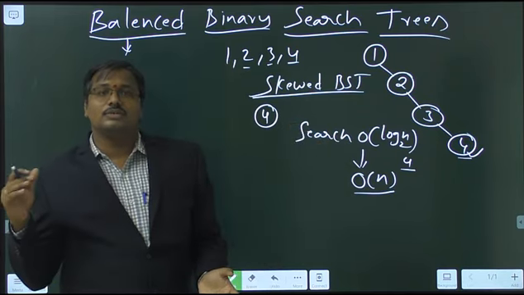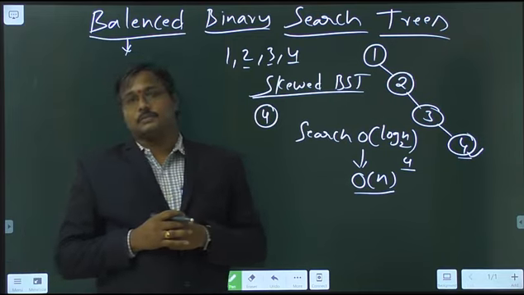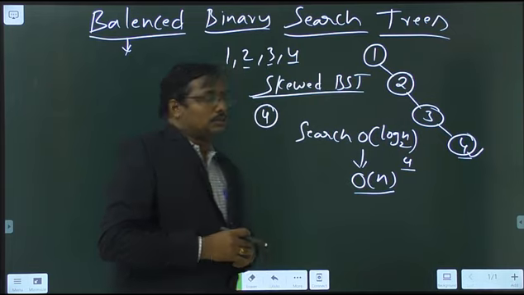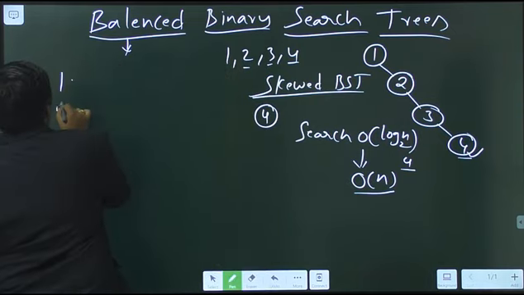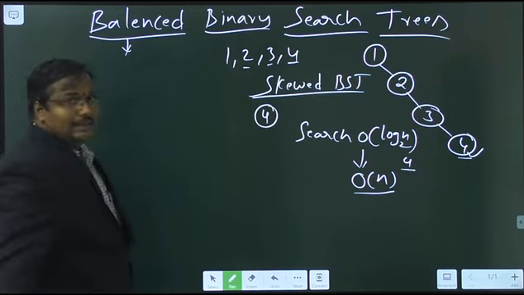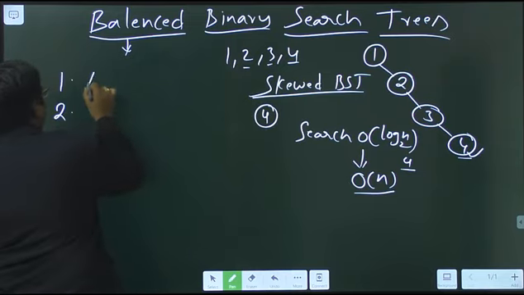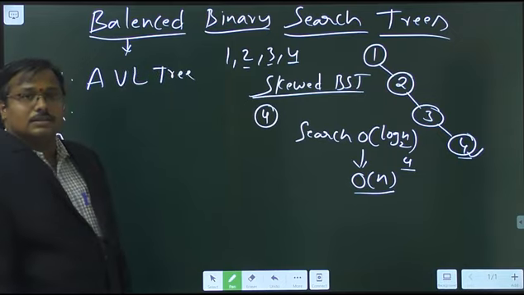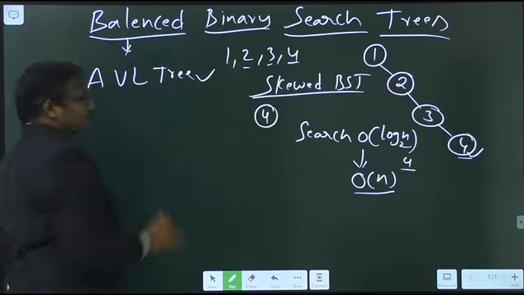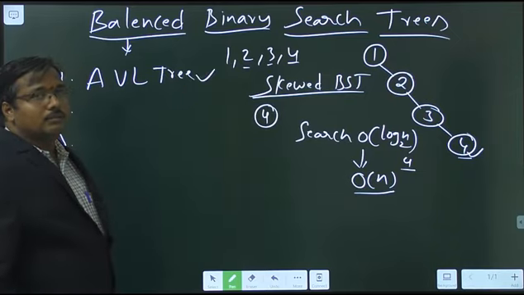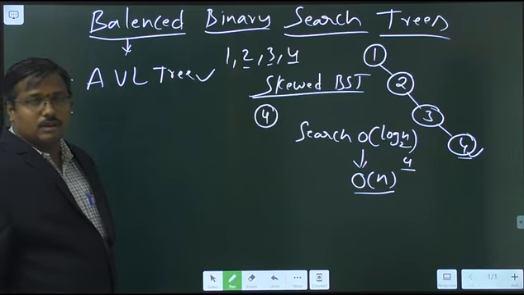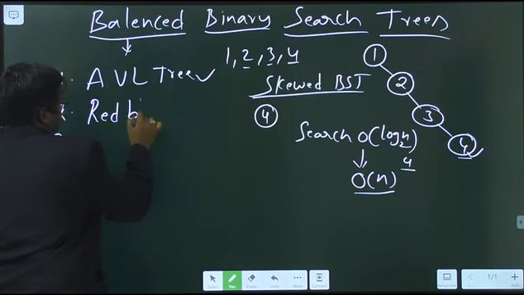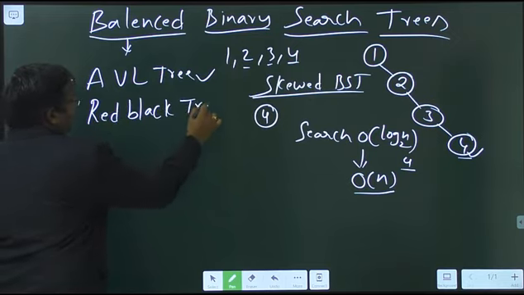Balance means there is a left subtree and a right subtree on both sides. So what are the different kinds of balancing? The first one is the AVL tree. The first balanced binary search tree is the AVL tree. This is in your syllabus, and in the next 5 minutes onwards we will discuss this concept only. The next one is red-black trees. This is in your second semester.